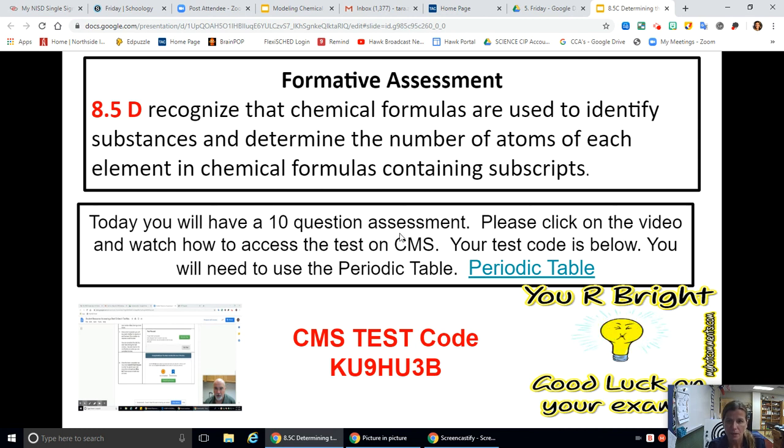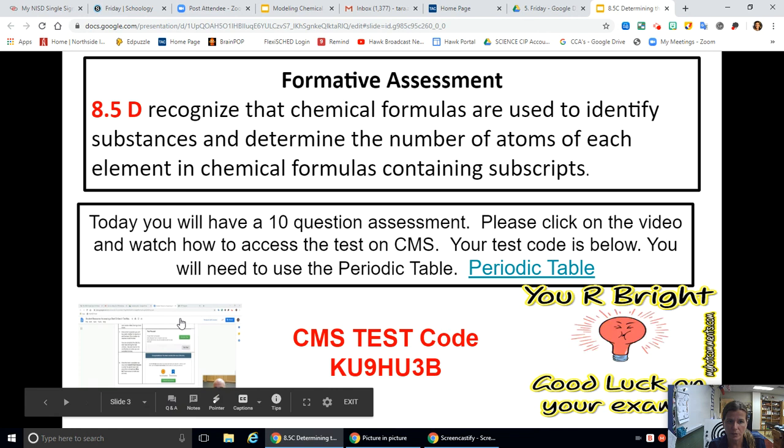Today you have a 10-question assessment. You can click on the video to watch how to access the test on CMS. Your test code is here below. You'll need to use a periodic table.